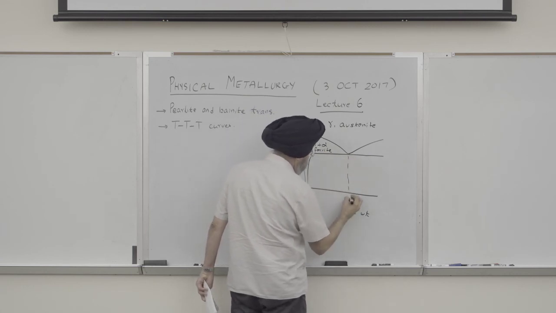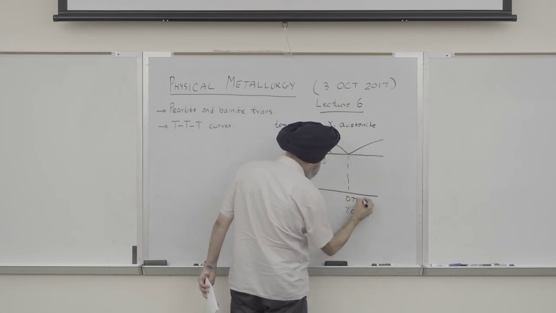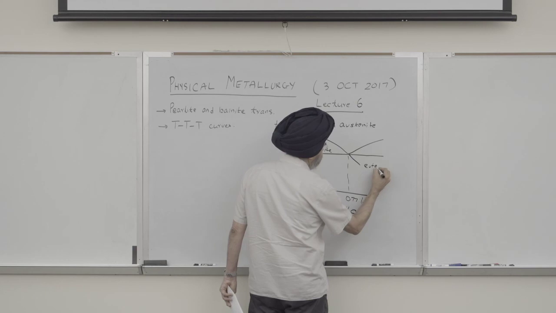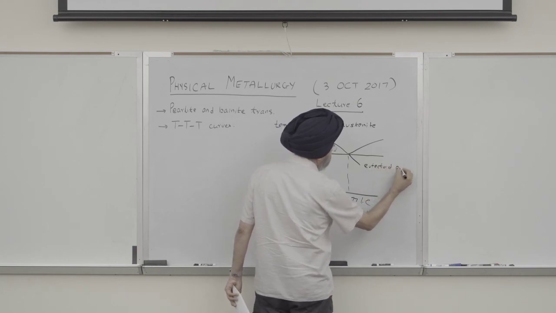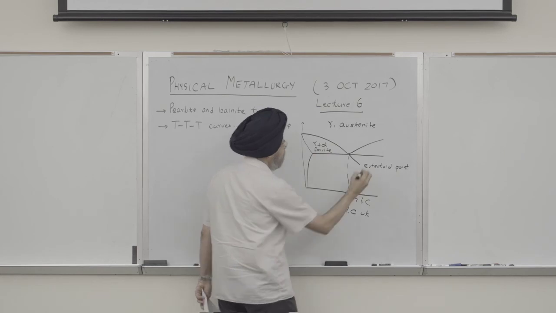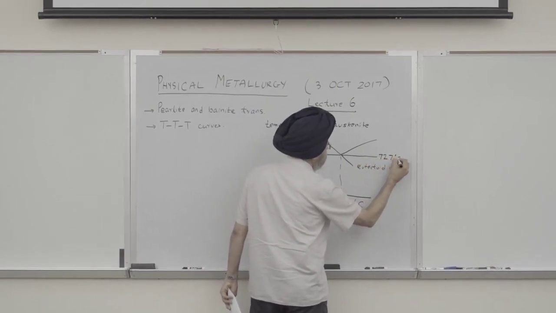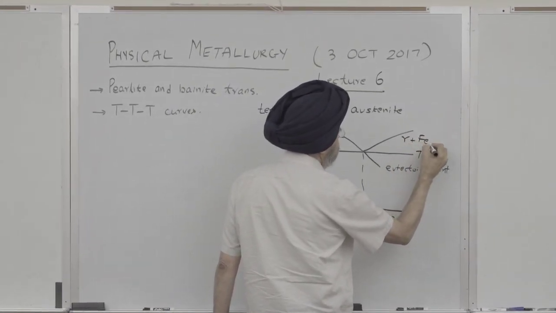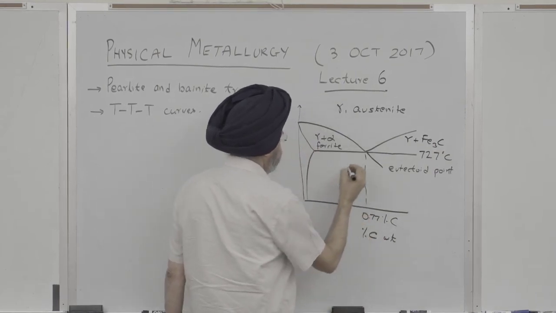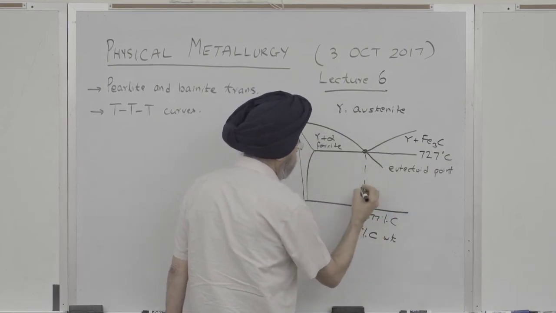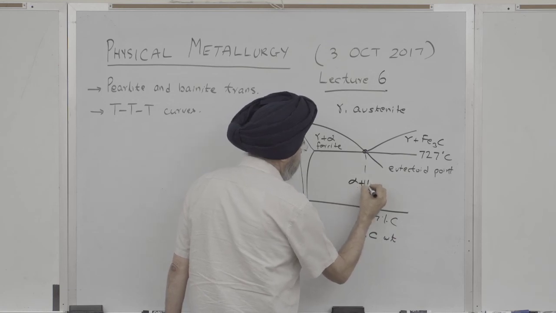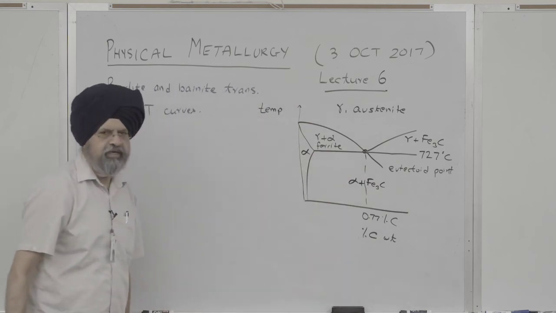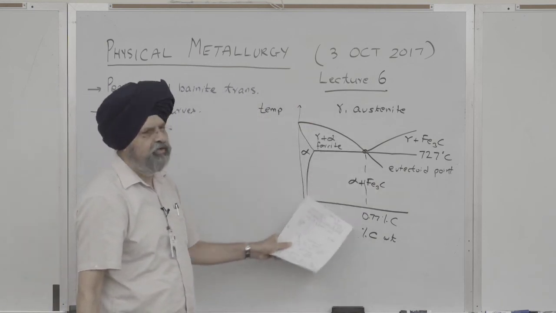and this composition is 0.77% carbon, and this is what we call eutectoid point. This temperature is 727 degrees C, and this phase is gamma plus cementite, Fe3C. So this whole region would be alpha plus Fe3C, and this is alpha. So this is the iron-carbon diagram, just the eutectoid portion of it.